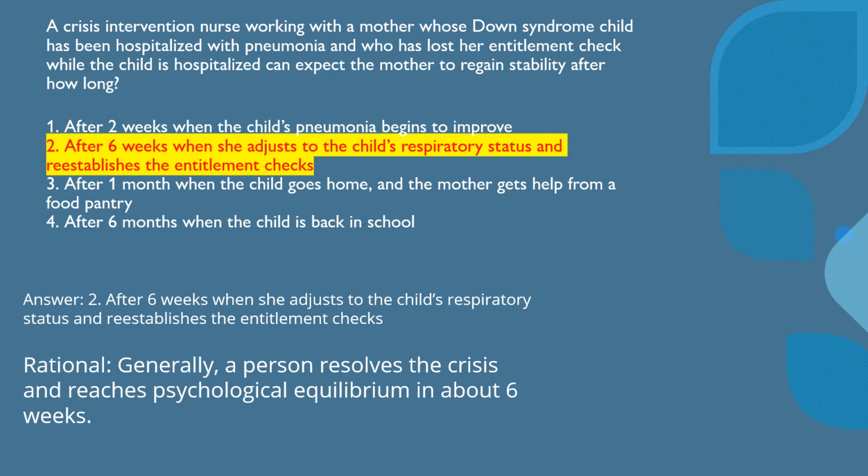Answer. 2. After 6 weeks when she adjusts to the child's respiratory status and reestablishes the entitlement checks. Rationale: Generally, a person resolves the crisis and reaches psychological equilibrium in about 6 weeks.